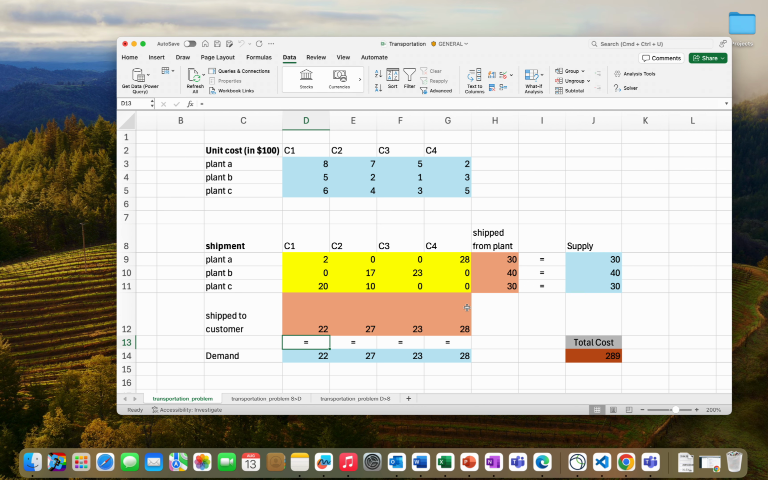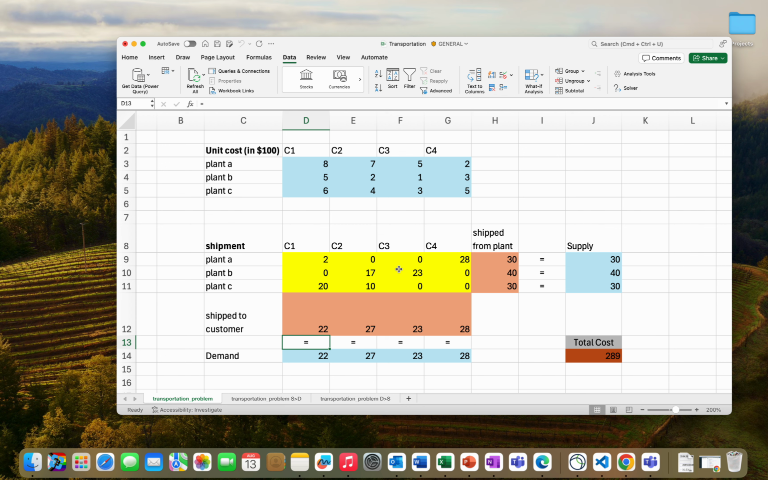On solving the model, we get the following output. From plant A to C1, we ship only 2 pallets and the remaining 20 pallets needed by customer C1 are shipped from plant C. Similarly, for C2, we ship 17 pallets from plant B and 10 pallets from plant C. To meet customer C3 and C4's requirement, we ship their required demand from plant B and A.